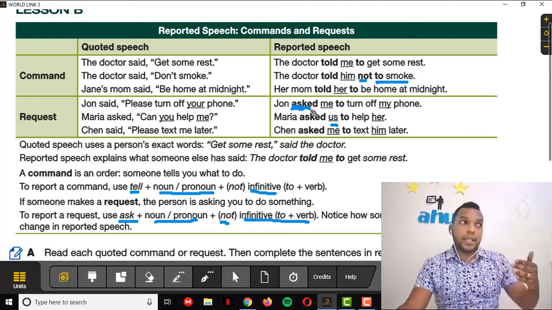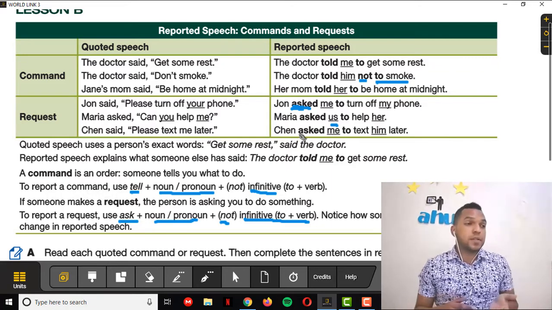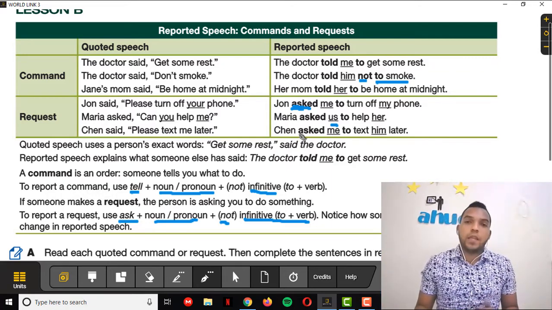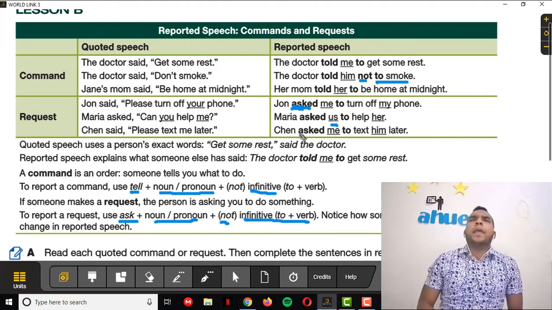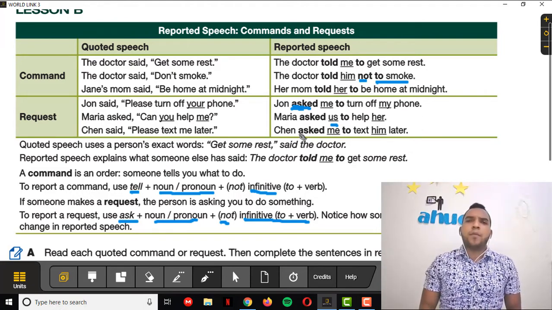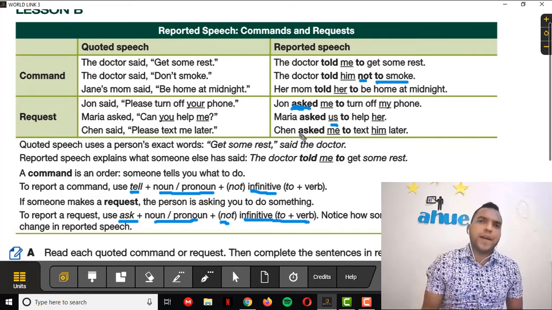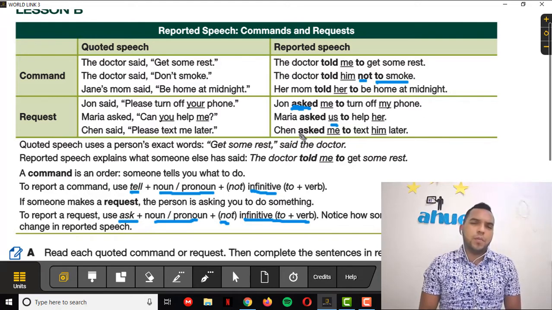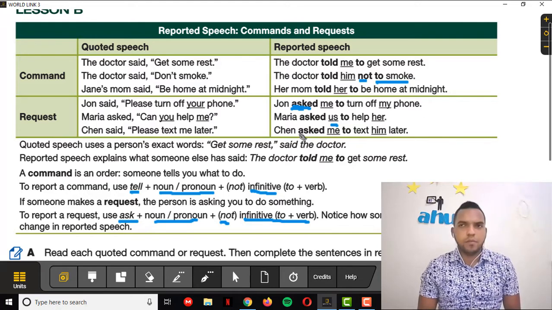Because if you are telling another person, it's because the situation is already in the past. It's not the same if I say now. Let me give you an example. If I say, Maria, can you please turn off your cell phone?